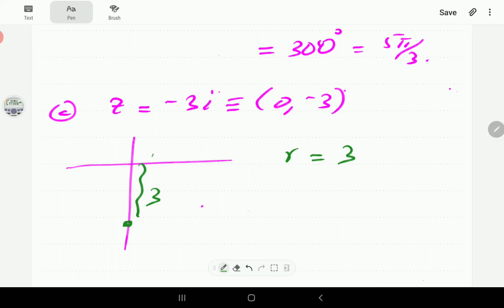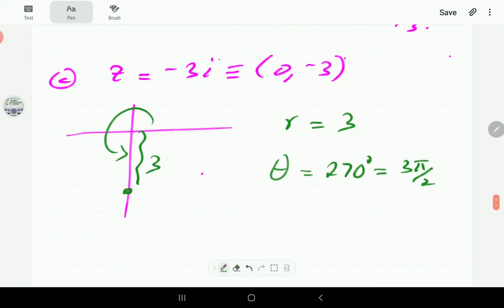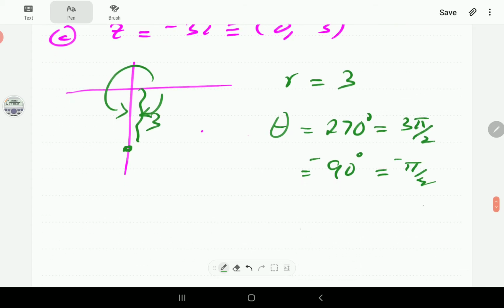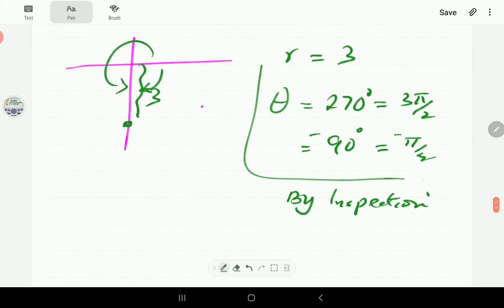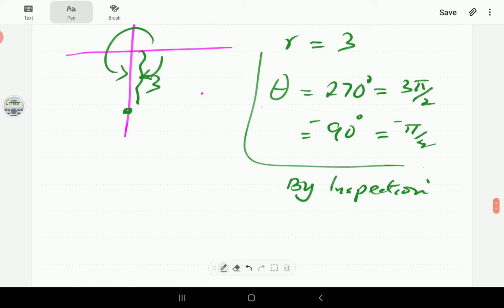And then the argument, we can do it this way. Again, by inspection, that's just going to be 270, which is 3 pi on 2. Or if we do it this way, that's going to be negative 90, which is negative pi on 2. This is all by inspection, just from your sketch.